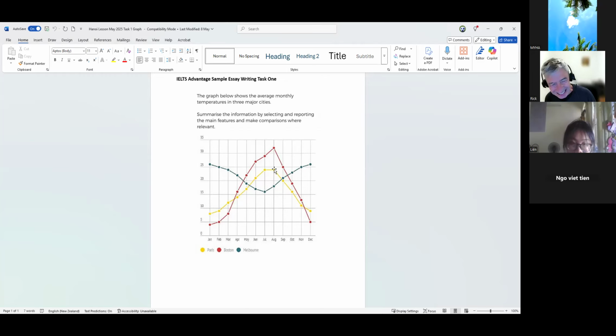Very good. Leon, yes. Does that make sense now? The temperature range in Paris is in between Boston and Melbourne. Very good, Viet Tien. You can see here on the graph, it's in between the other two.